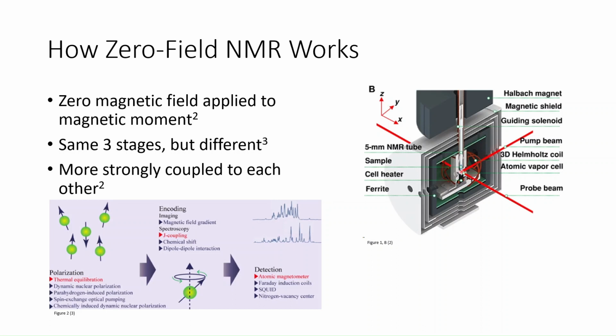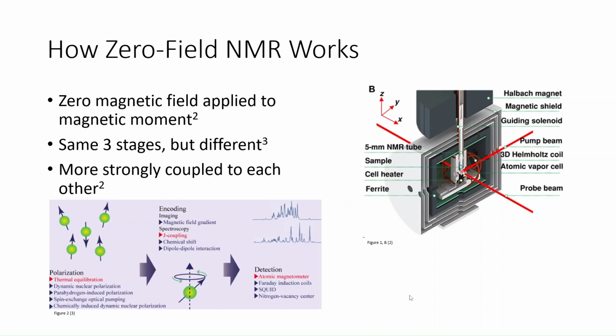There are the same three main stages: polarization, encoding, and detection, and they are a bit different than high field. Zero-field NMR uses permanent magnet arrays to polarize nuclear spin samples. These magnets are weaker than the superconducting magnets of the high-field NMR, but they are low-cost and portable. We can see the magnet in the diagram here.